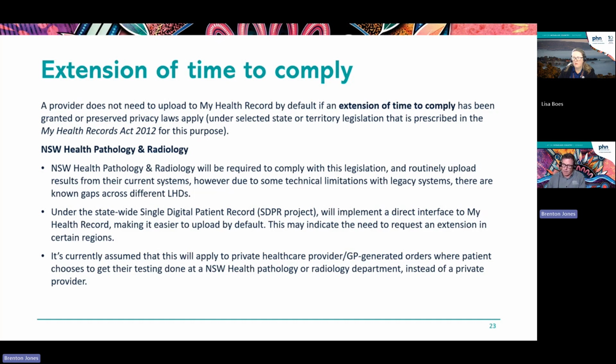And so that's that system conformance, where they're trying to be a lot more efficient so that when they complete, they can upload with streamlined processes to make it easier. But it does indicate that in certain regions, like for example Western and Far West, we're not going to be getting the Single Digital Patient Record in our region until 28, 29. So there would have to be a significant extension request while they transition.